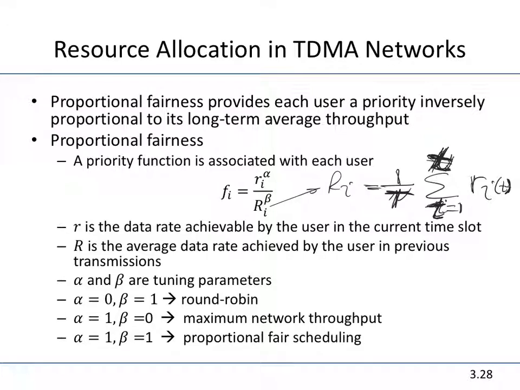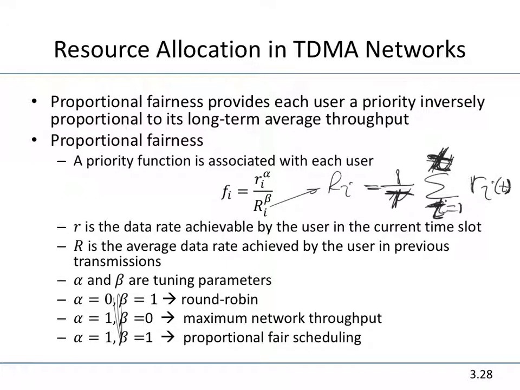So these are the three cases here. If alpha is zero and beta is one, this is close to round robin, although I would not call it completely round robin. Why? Because it depends on how the average looks like. Randomly, the channel state will have a very small effect in that case. But definitely, the current channel state does not have an effect.